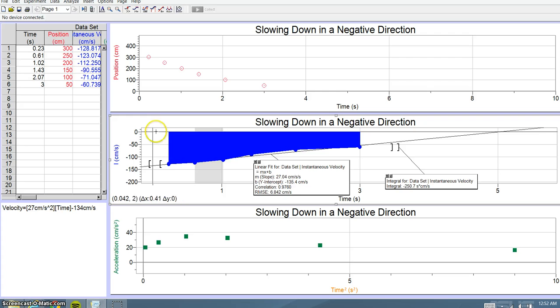By taking the area underneath the velocity time graph, I could find the total displacement of the object, which is in this case approximately 251 centimeters. And this initial velocity here is going to be negative 134 centimeters per second, which means that at time 0, the velocity of this object will be negative 134 centimeters per second, and the absolute value of that number will become increasingly smaller because it is slowing down.